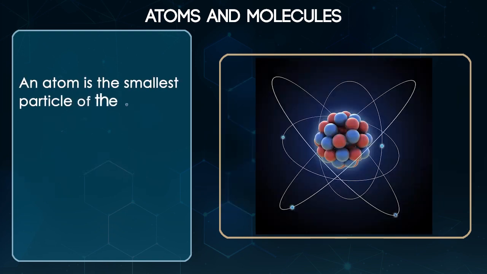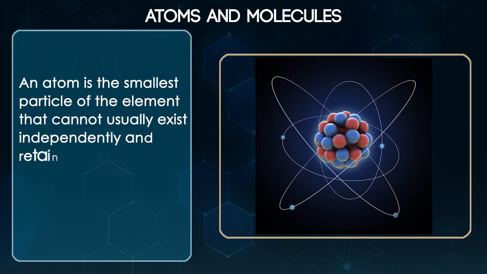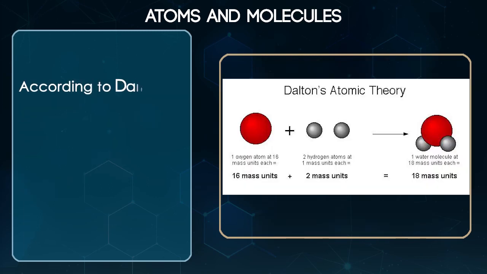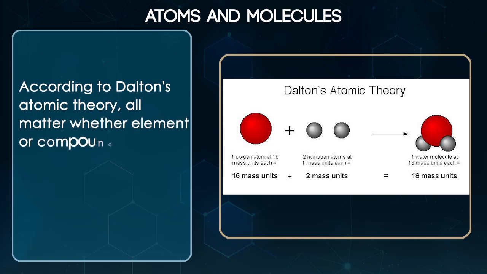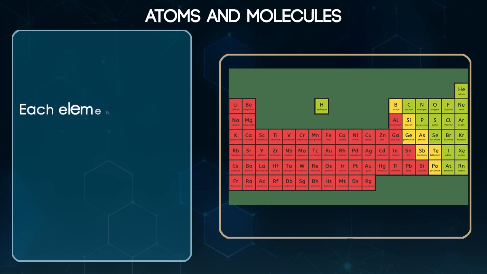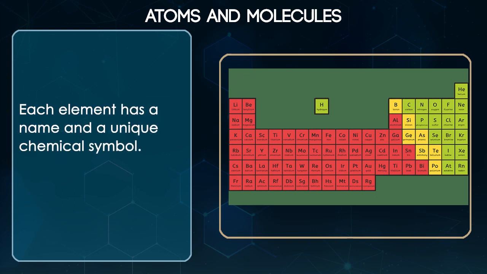An atom is the smallest particle of an element that cannot usually exist independently and retains all its chemical properties. It is not divisible. According to Dalton's atomic theory, all matter, whether element or compound, is composed of small particles called atoms and molecules. Each element has a name and a unique chemical symbol.